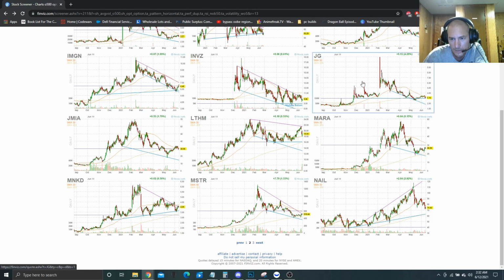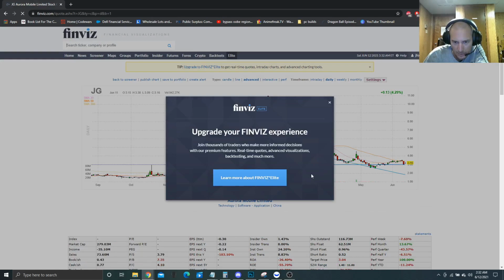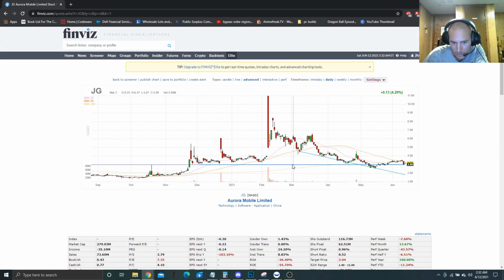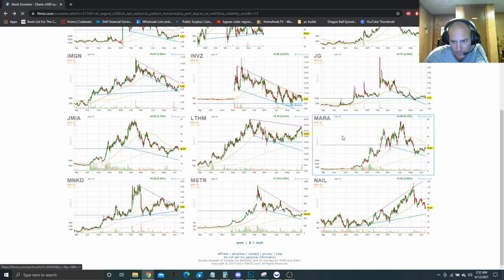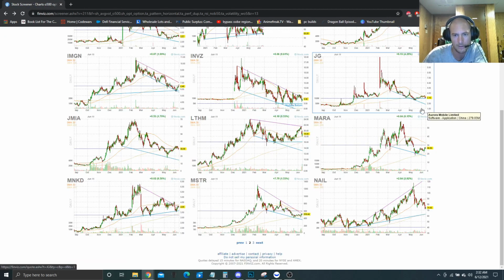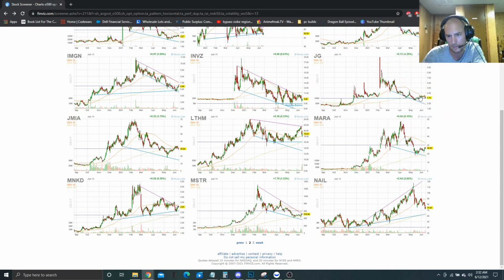I don't necessarily like this, but we'll click on it just to see. Yeah, I don't like that one. And the reason I don't like that one is because there's a huge spike here and it's followed by a huge downtrend there. I don't like this one either for the same reason. I don't like this one either.